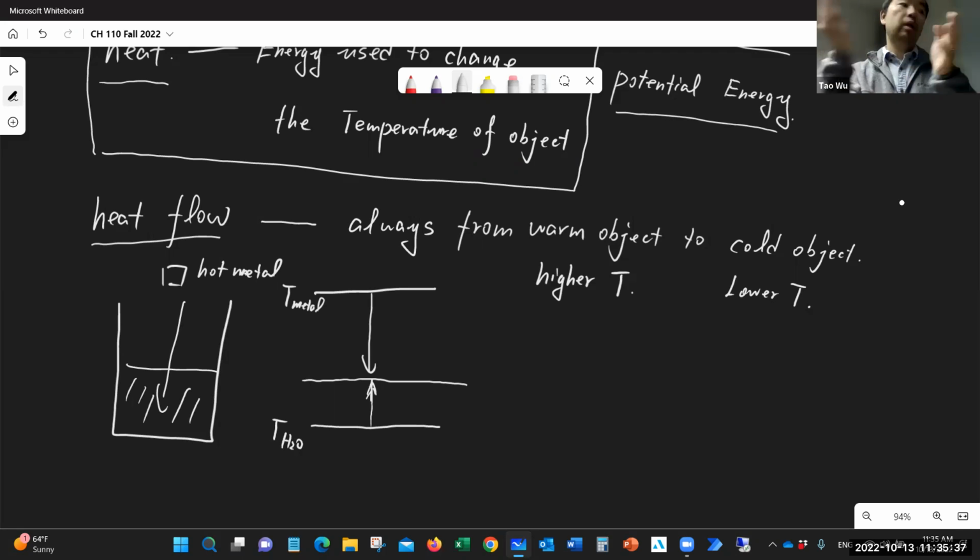Okay, so the metal is losing the heat, in another word, the water should gain the heat. That makes sense, right? If this is a closed object, which means there's no heat going to the outside, but inside the metal should lose the heat, but the water should gain the heat. That makes sense, right? This is another important concept.